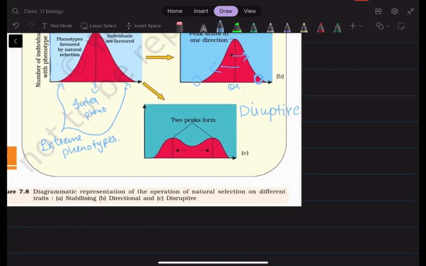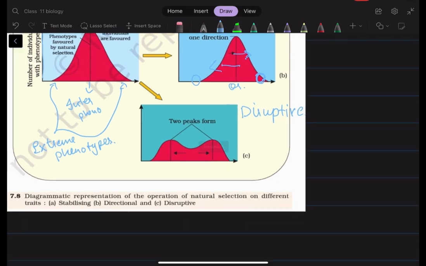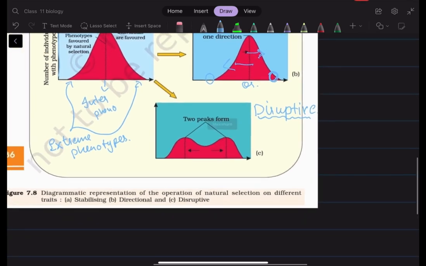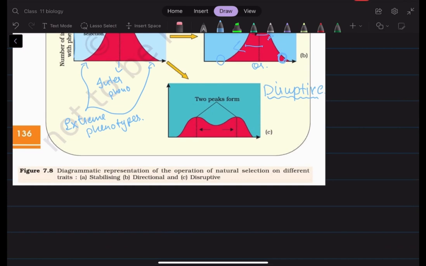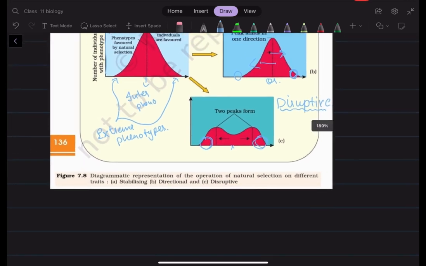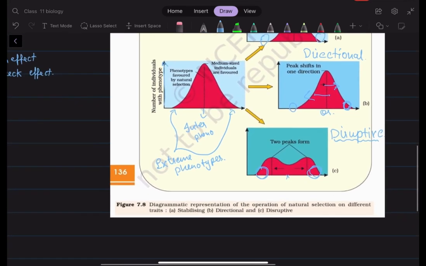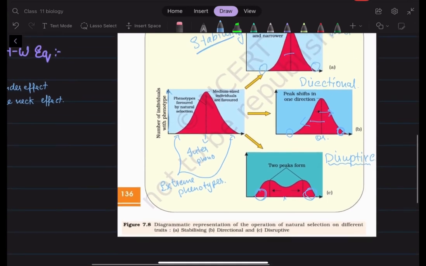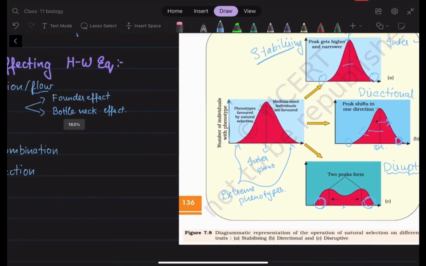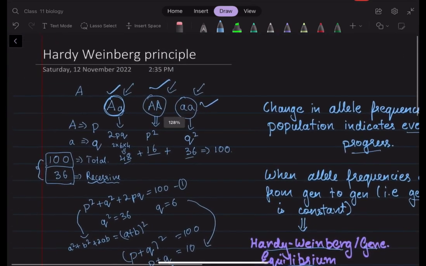In the next one, called the disruptive change or the disruptive graph over here, both the extreme phenotypes are favored. So we have two extreme phenotypes, both are favored, but the intermediate phenotype is not favored. So the ones having intermediate phenotype will be declining, whereas the ones having extreme phenotypes will thrive. So this was about the different diagrammatic representations of natural selection and different traits, and also about Hardy-Weinberg principle. Hope you understood.